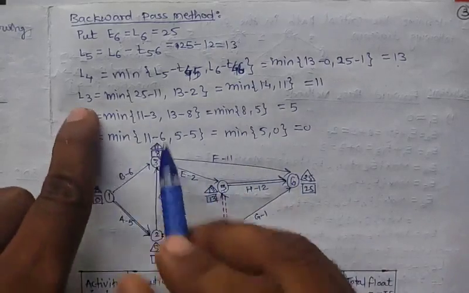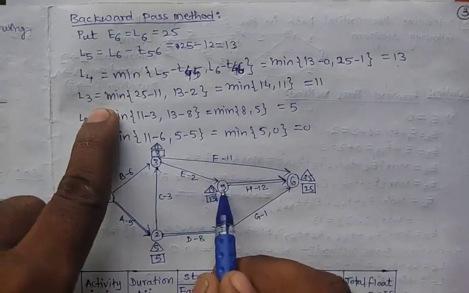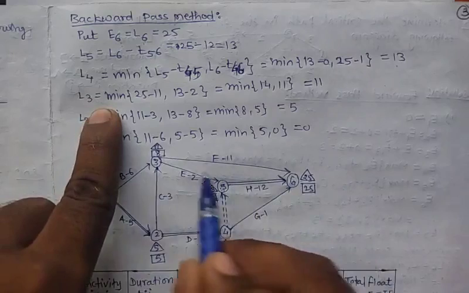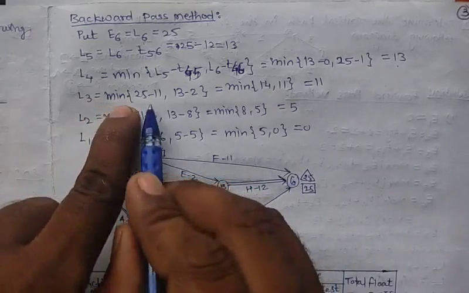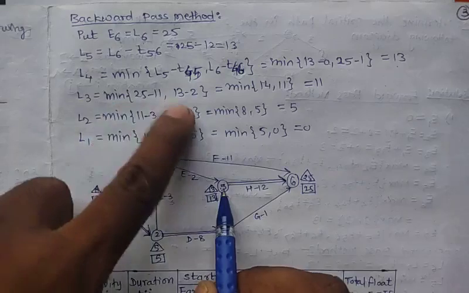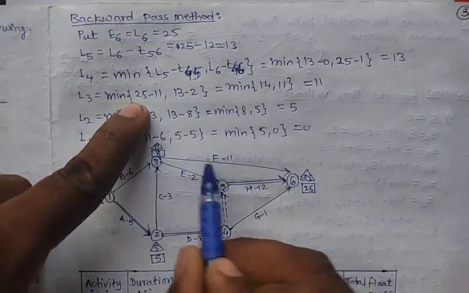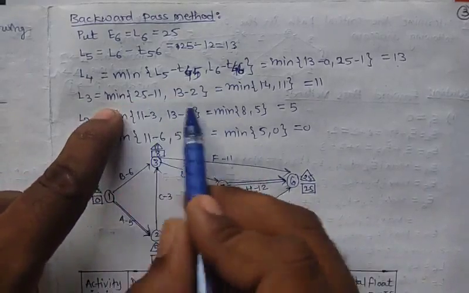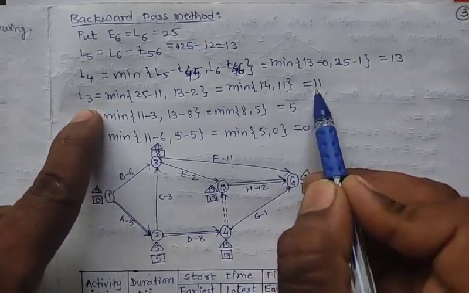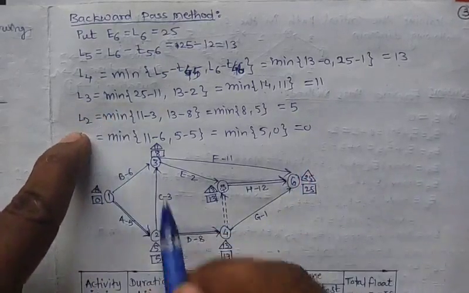So L3 will be minimum of L5 minus T35 and L6 minus T36. Okay. So we get L5 is 13 minus this distance 2 and L6 is 25 minus 11. So after calculating this, minimum between these two will be 14 and 11. Minimum is 11. Right.